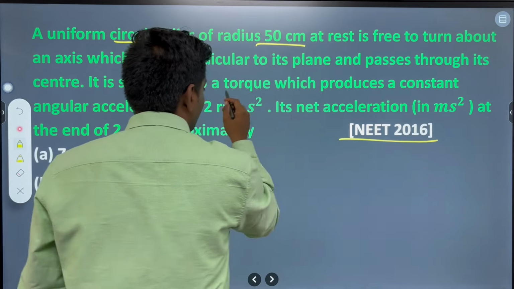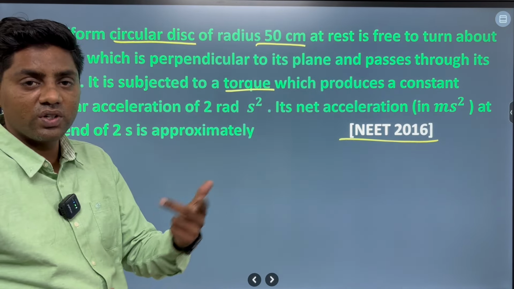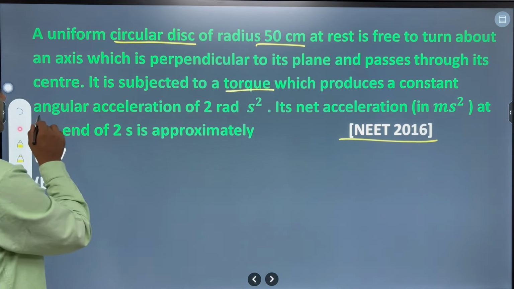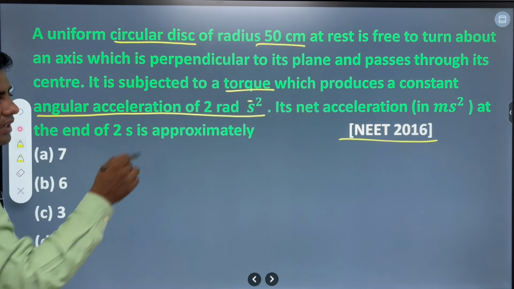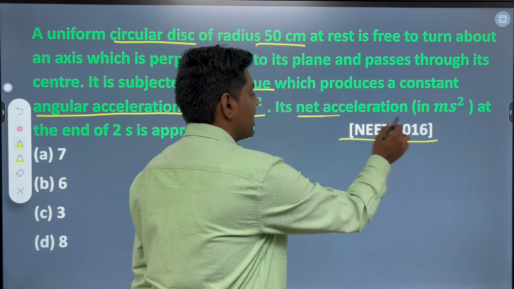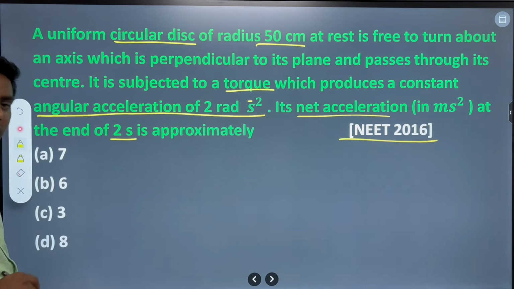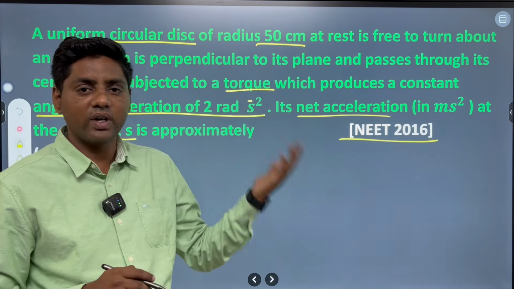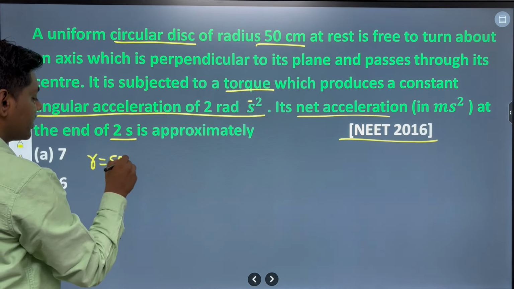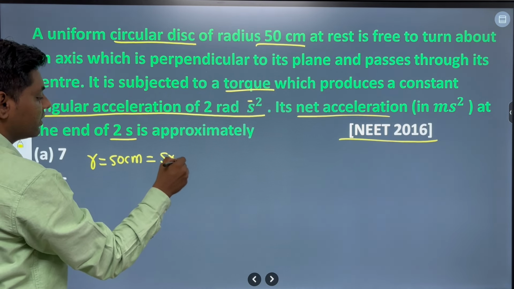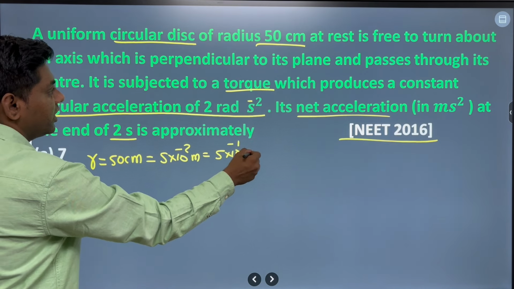It's subjected to the torque, that is rotational motion, which produces, that is torque essential for the rotation motion, which produces a constant angular acceleration of 2 radian per second square. And then its net acceleration हमें calculate करना है. Net acceleration at the time is given, that is 2 seconds. So first we write down the given data, then we find out the main answer. So what is given? Radius is given, so r equal to 50 centimeter, convert in terms of meter, 5 into 10 raised to minus 2 meter. So इसका आंसर आएगा 5 into 10 raised to minus 1 meter. Next, what given?